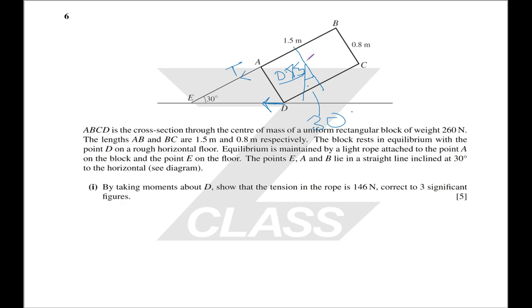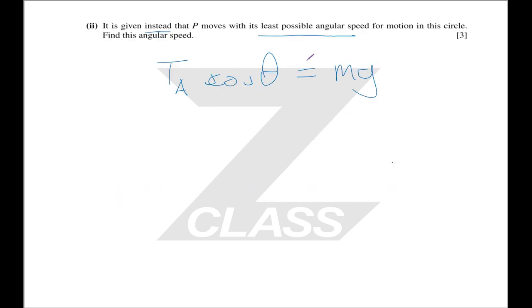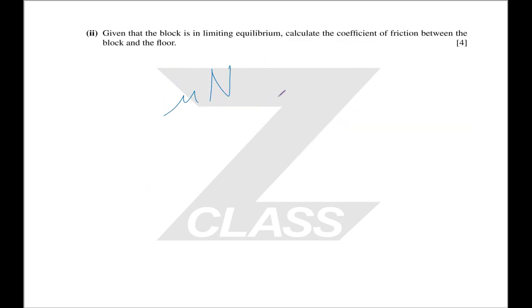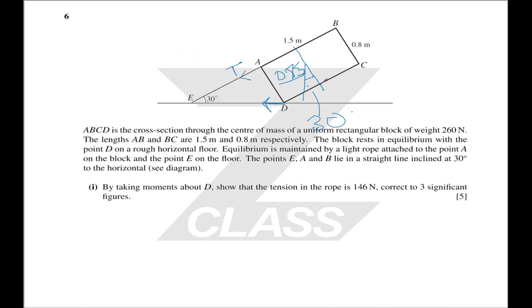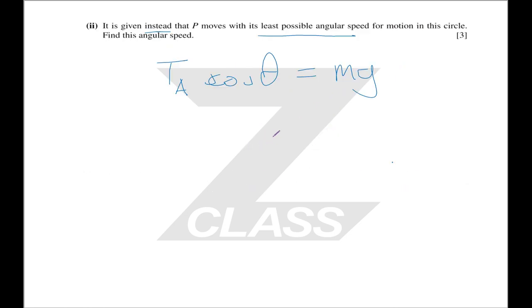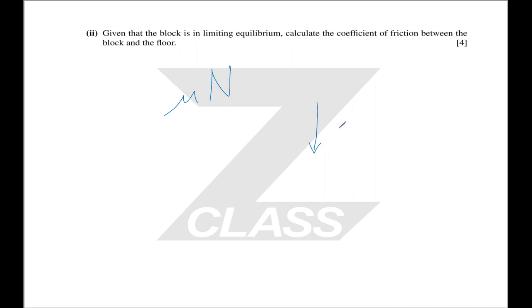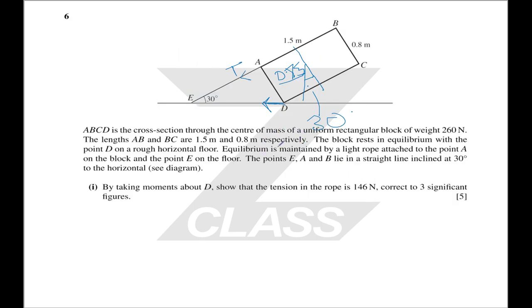Yes. So, I think in this case, actually, for this question, you are better off ignoring moments entirely and just doing regular equilibrium, right? You have this. You have a downward force on the block, mg. You have a force at an angle of 30 degrees to the horizontal of T, and then you have a sideways force of F due to friction that must balance out. And you also have a normal reaction force to the block from the floor. Okay?